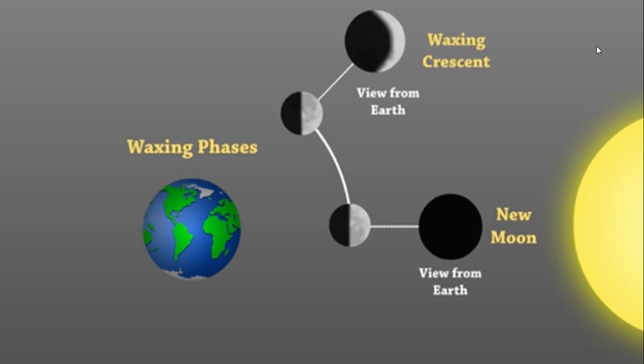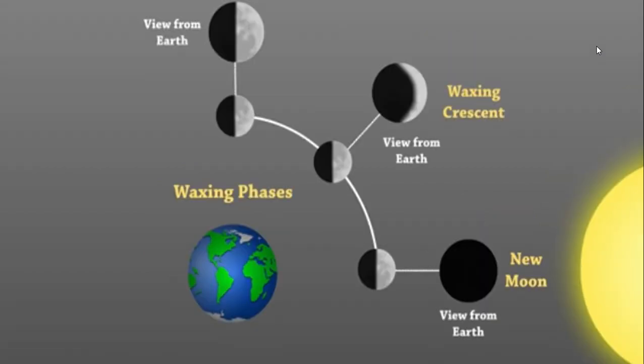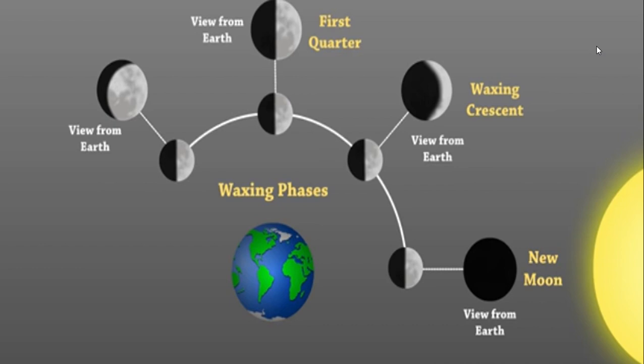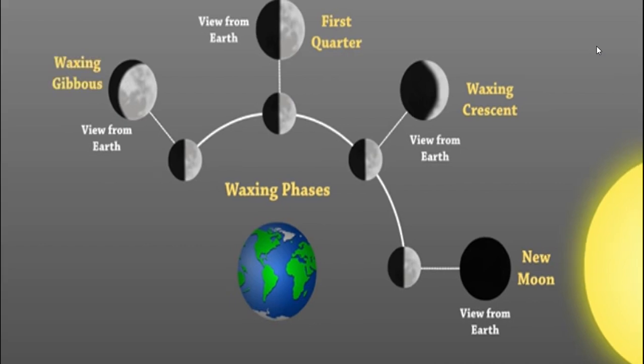After 1 week from new moon, we can see half of the moon. This phase is called first quarter. 2 or 3 days after first quarter, we can see more than half of the moon is visible. This phase is called waxing gibbous.